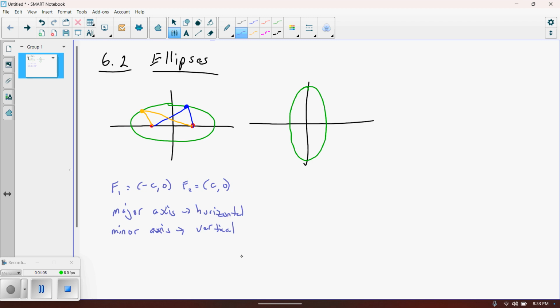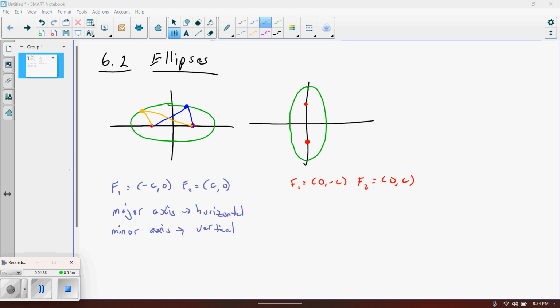That would exactly switch for the one on the right-hand side. The major axis would be your vertical, and the minor axis would be the horizontal. For that graph, the foci would be along the y-axis. Your first focus would be the point (0, -c), and your second focus would be the point (0, c).